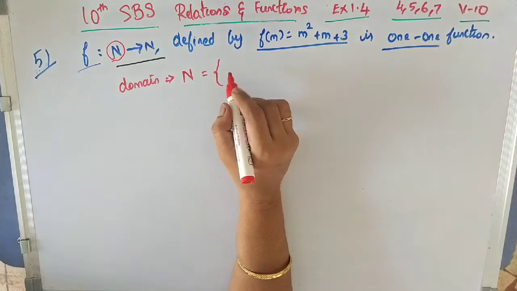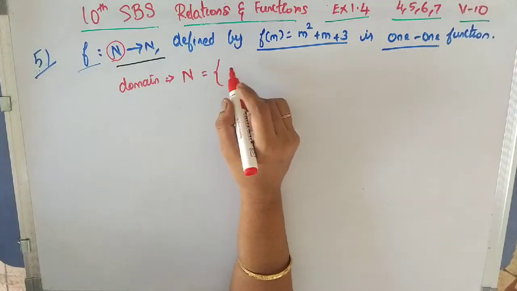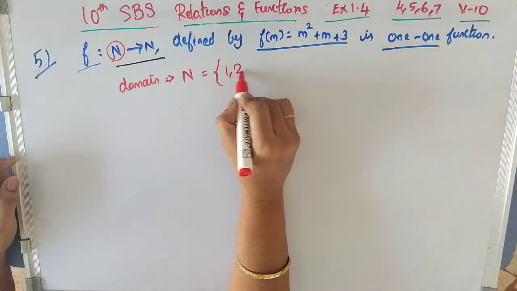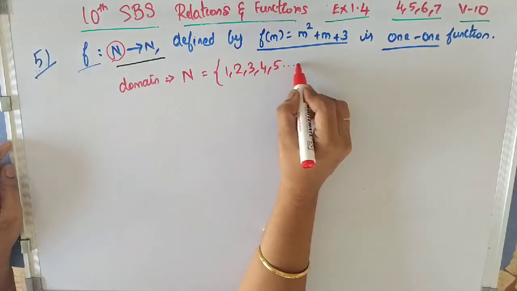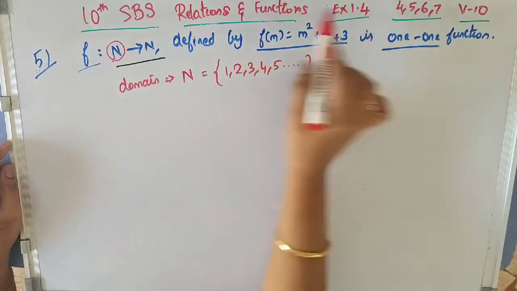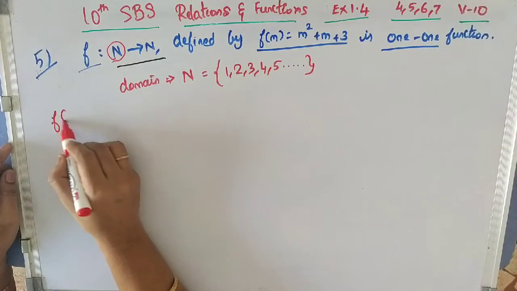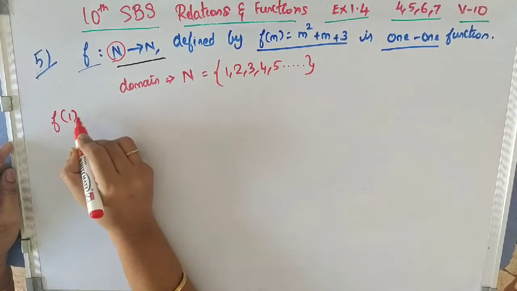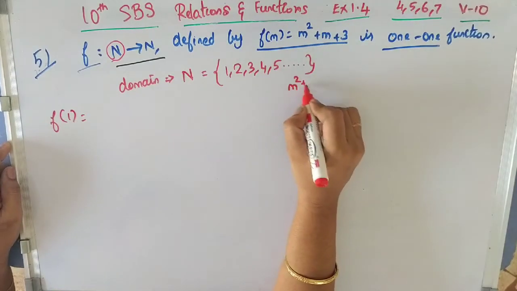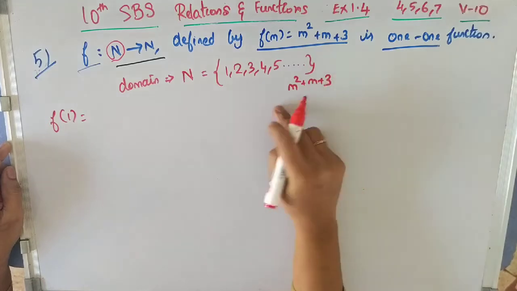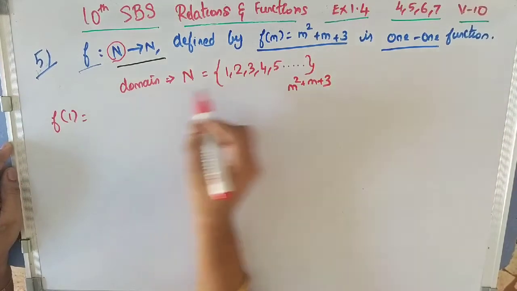Now what is the domain? That is A or N. Natural number starts with 1, isn't it? So 1, 2, 3, 4, 5 and it goes on. Clear? Now we have to substitute these values of 1, 2, 3, 4, 5 and find the images of these domain elements. Now take the function m squared plus m plus 3.